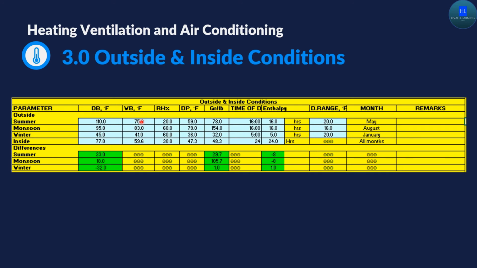Once we are done with this, we come to know what the difference is. For example, in the summer, 110 minus 77 is 33 degrees, which is the difference to be taken. This is the delta T on which the system is going to be designed. Likewise, in the monsoon we have 18 degrees, and in winters there will be a sensible heat loss of about 32 degrees. Once we are done with the third section, we can proceed to the fourth section.